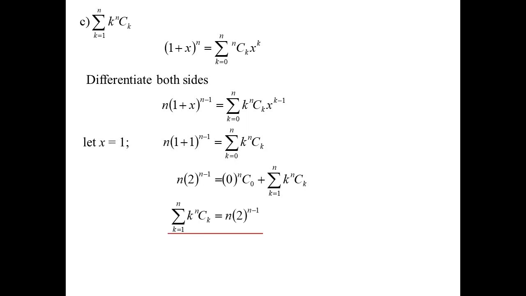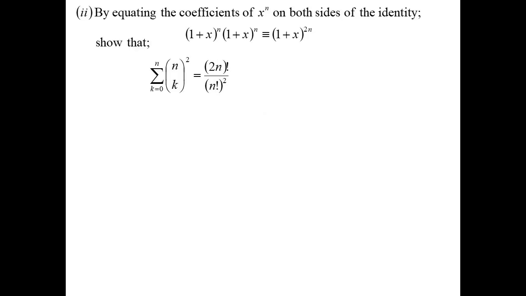Looking at the sum, we want 1 to n. I've got 0 to n. So if I extract k equals 0, we'll get 0 times nC0, well, that's just 0. On the left-hand side, you'll notice I've done the 1 plus 1 is equal to 2. But we now have our answer. The sum from 1 to n is n times 2 to the power of n minus 1.